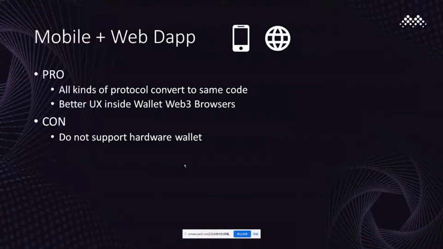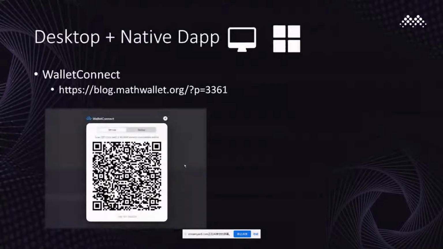Okay, and the next environment is if you are developing in a desktop environment and you are a native dApp. In this situation, normally, if you are doing something like a TV dApp and you need the user to sign crypto transactions and interact with your TV dApp, the best practice is WalletConnect. Because it shows a QR code and the user can use their mobile phone to scan the QR code and sign the transaction.